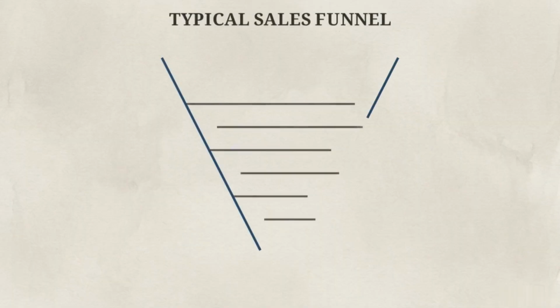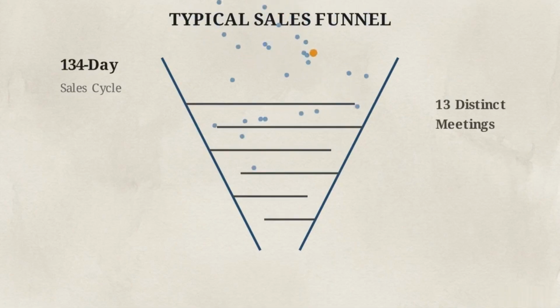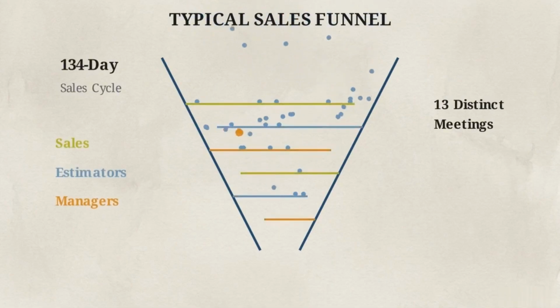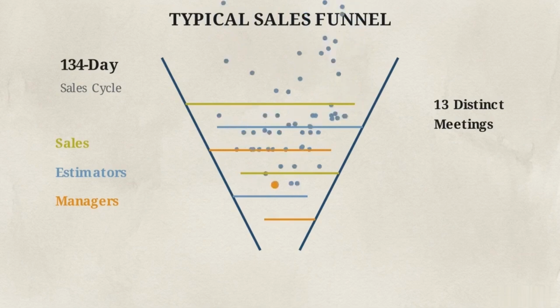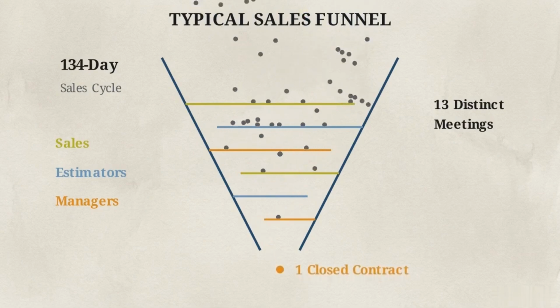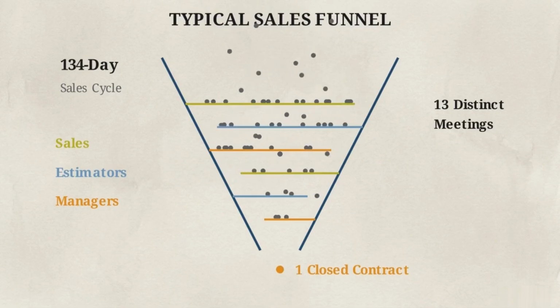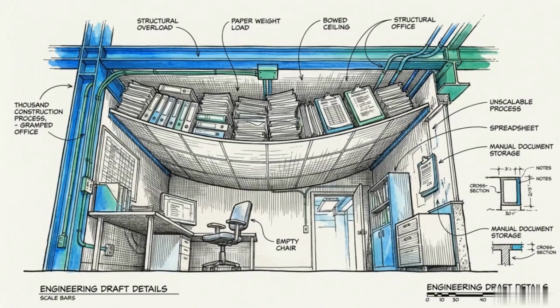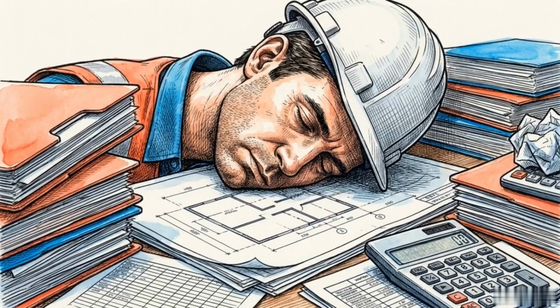Looking at this typical sales funnel, the 134-day cycle drags prospects through 13 distinct meetings, requiring constant coordination between sales, estimators, and managers. By the time a single deal finally closes, the team has spent roughly 326 labor hours. This manual workflow acts as a physical ceiling on a company's pipeline. You cannot outgrow the competition when every new lead brings unscalable administrative weight.